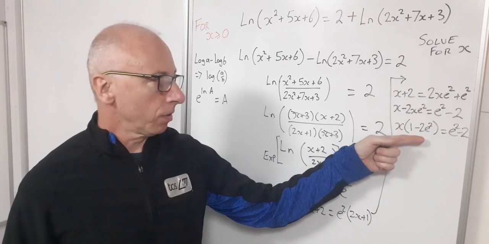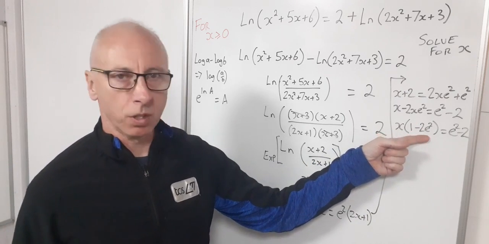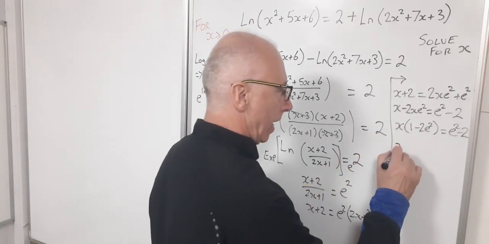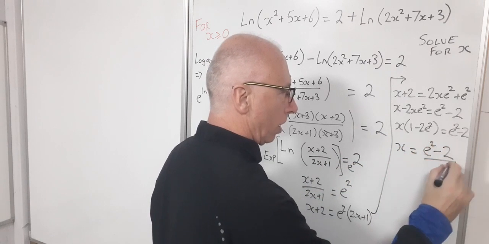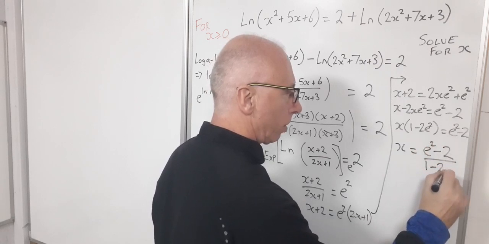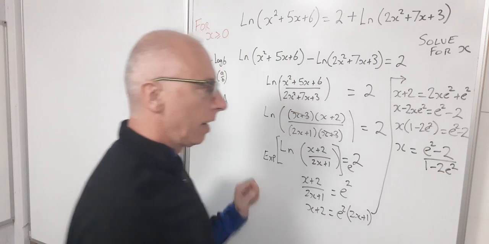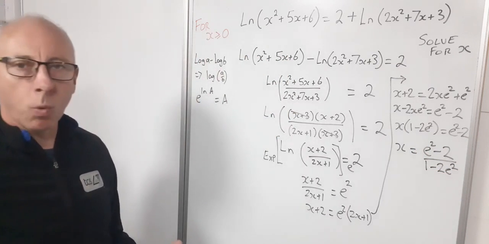Now to get x on its own, just divide both sides by 1 minus 2e squared, and then I'll get x equals e squared minus 2 over 1 minus 2e squared. And that is one solution.